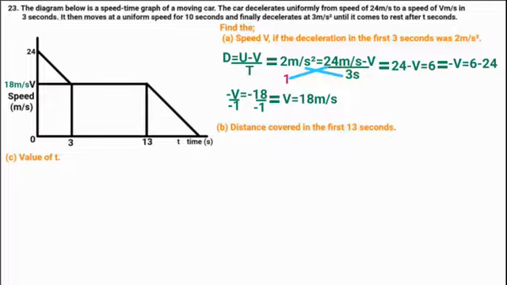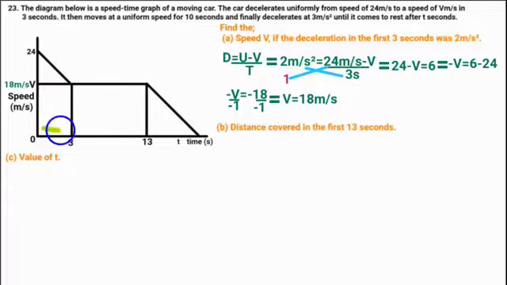find the distance covered in the first 13 seconds. We are asked to find the distance the vehicle covered in 13 seconds, starting from here going up to 13 there. That's what we want to find: the distance the vehicle covered from there up to here. So how are we going to find it?